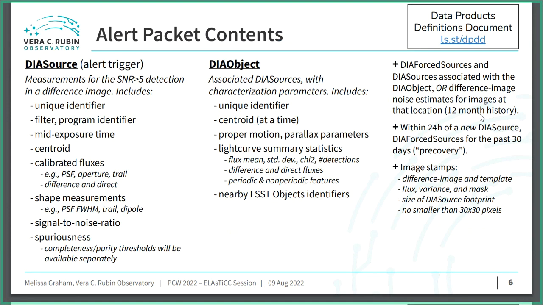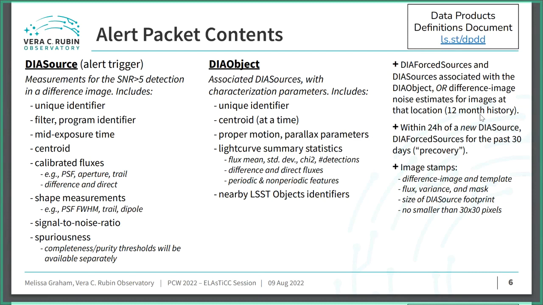And right, so there's the situation where you have no history. It's a completely new DIA source. Nothing has ever been detected at that location before. It becomes its own DIA object. Essentially, it's a single source DIA object. But it's very important for transient science to know what the limiting magnitudes recently were in that area.